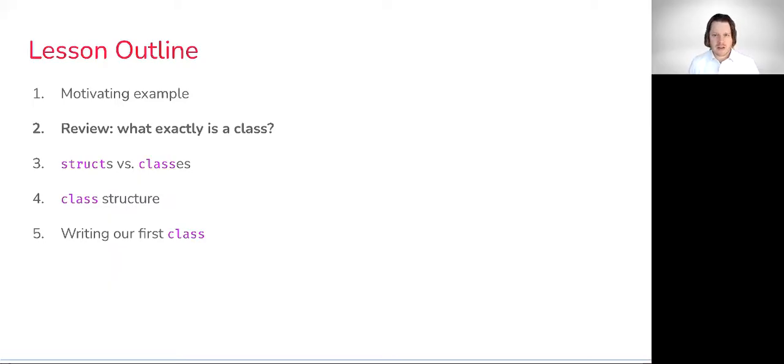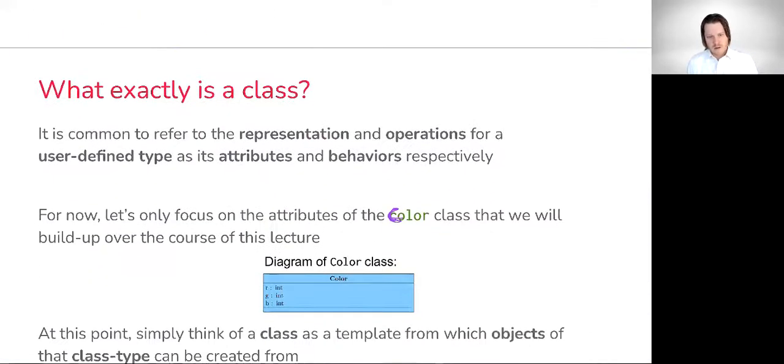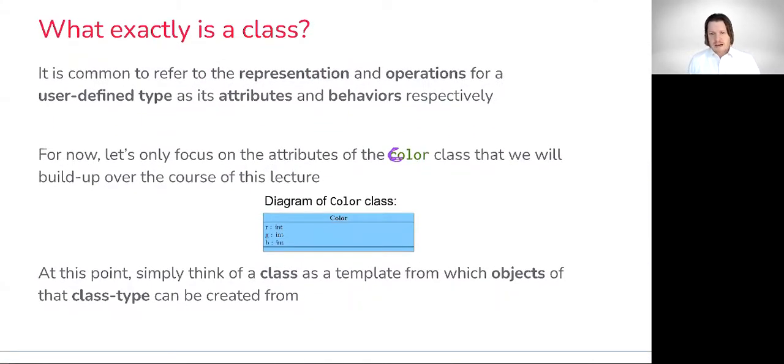So, a little bit of review before we get too far into this. What exactly is a class? Well, we're going to see here that it's going to be common for us to refer to the representation, so the data members that our type houses, and the operations or member functions for our user-defined type, as its attributes and behaviors, respectively. For now, let's only focus on the attributes of our color class. We're not going to prescribe any behaviors for it just yet.